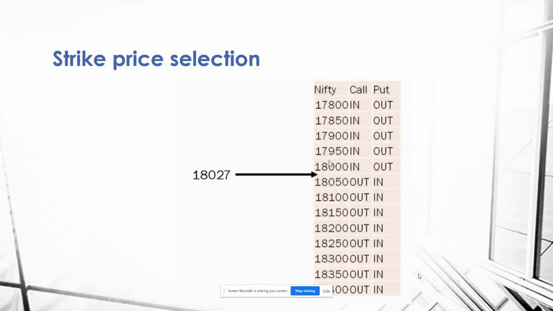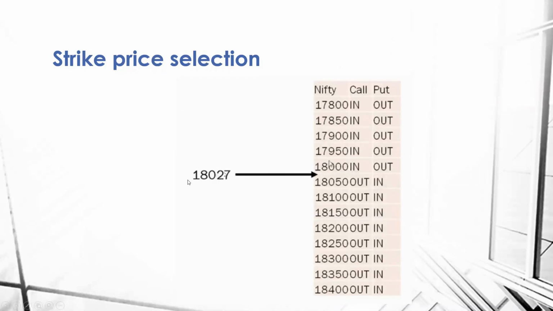So let's say this is a list of strike prices I have taken for an example. Let's say these are the strike prices, and this is for the call and this is for the put. Okay. So let's say the market is at 18,027. If you are going for a call option, then you have to select the strike price only in the money. Let's see what that is.